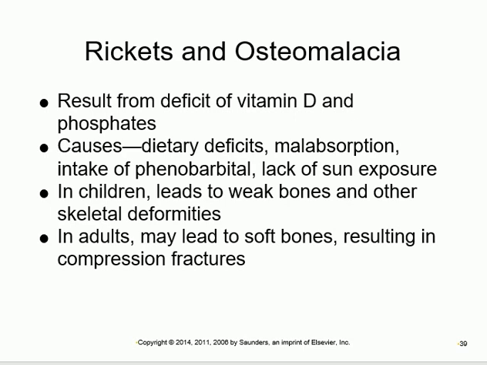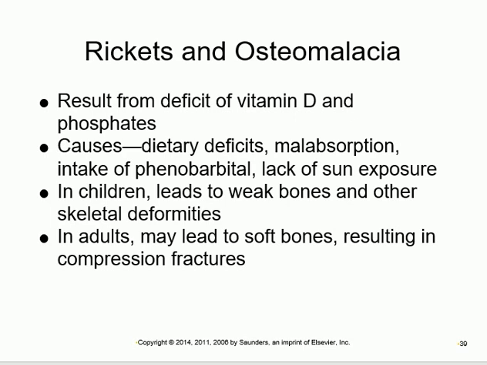Next condition is rickets and osteomalacia. Rickets and osteomalacia are almost the same. Vitamin D deficiency, and the bone will become weak. What's the difference? Rickets in children, osteomalacia in adults. Is that clear? This is what you need to remember.